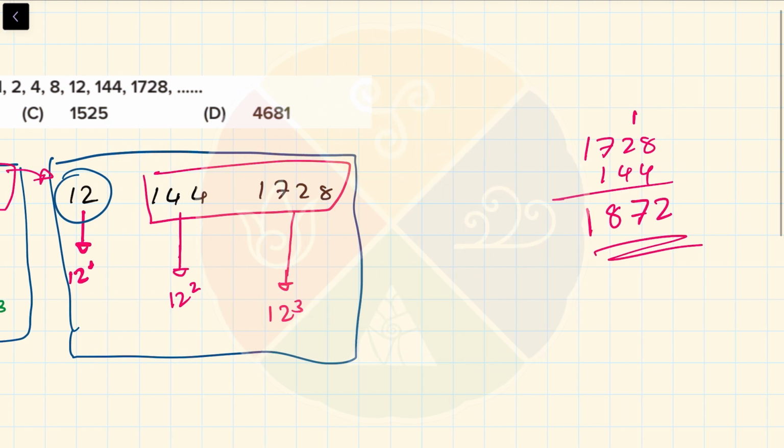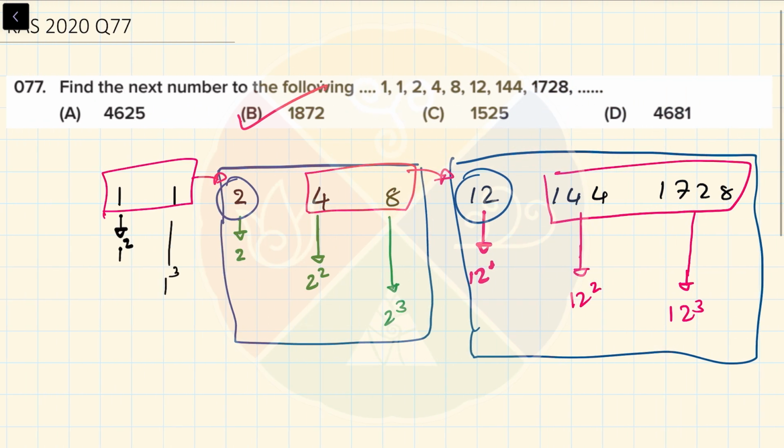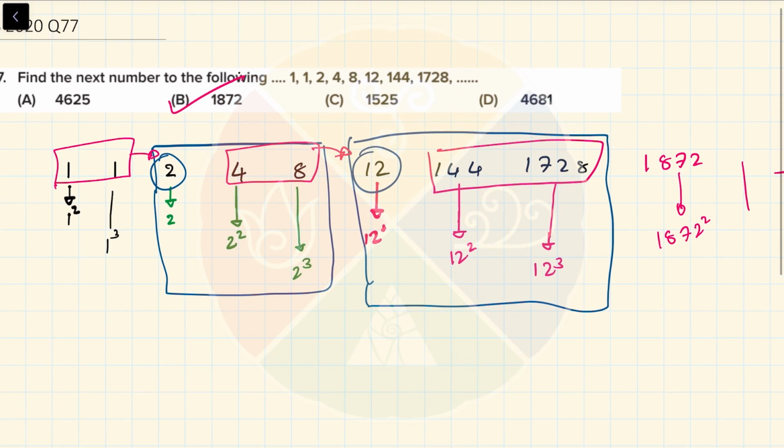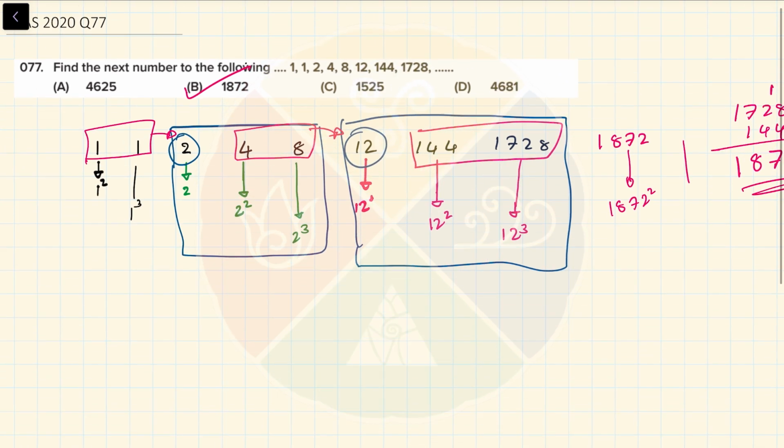So I'm going to assume the next value is going to be 1872, and so that is going to be simply 1872 raised to 1. The next value should be 1872 raised to square and cube and so on. I think this is the pattern. I couldn't find anything else. If you had found some other thing, you can give me the answer.